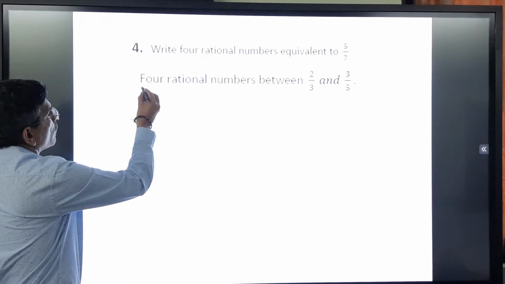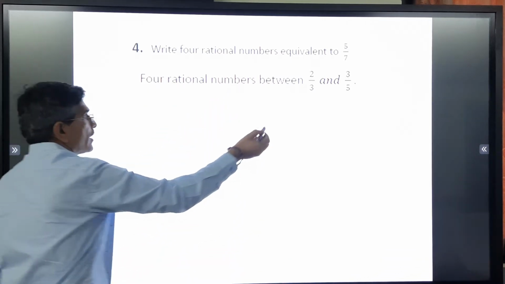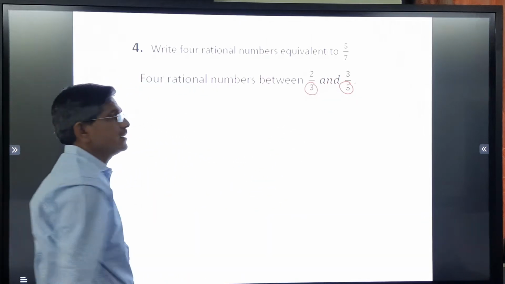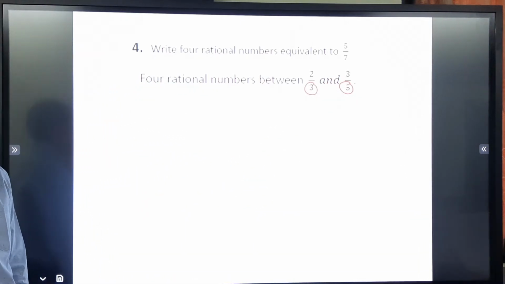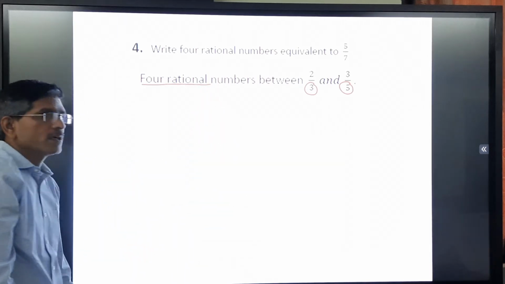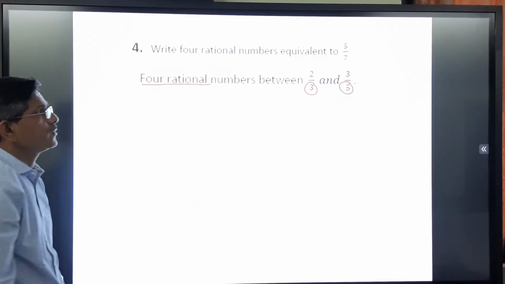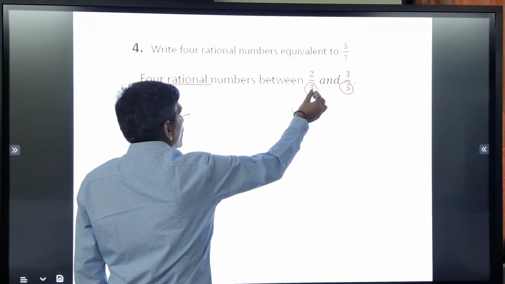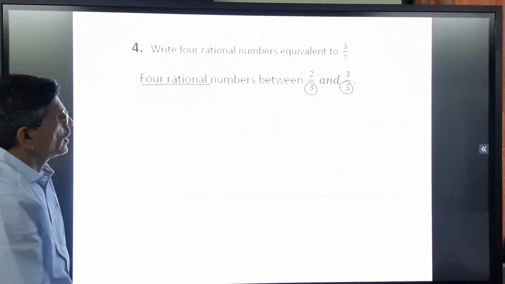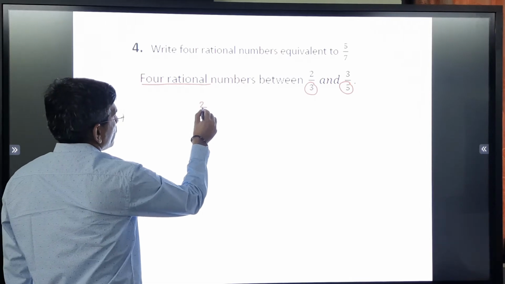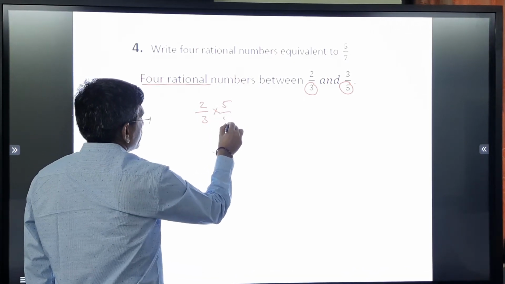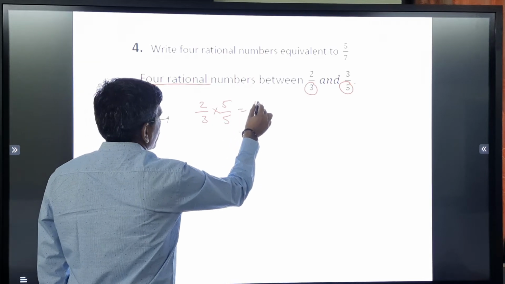Now, 4 rational numbers between 2 by 3 and 4 by 5. See, now your denominators are changed. Here one is 3, another is 5. So in that case, if I want to find 4 rational numbers, the first target is to equalize the denominators. Denominator must be equal. So 2 by 3, if I multiply numerator and denominator by 5, I will get the answer 10 upon 15.